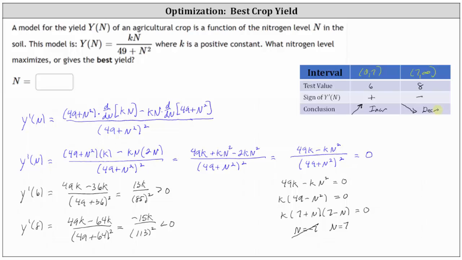So now we know the function changes from increasing to decreasing at n equals 7, and therefore we do have a relative maximum. So n equals 7 is the nitrogen level that will maximize or give the best yield.